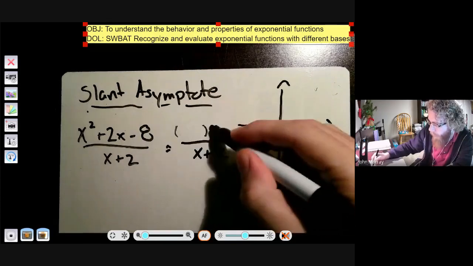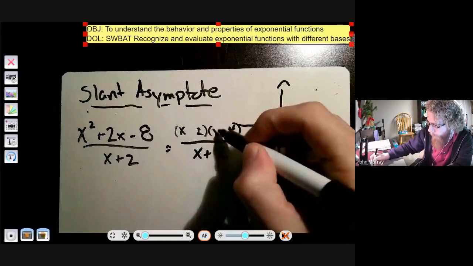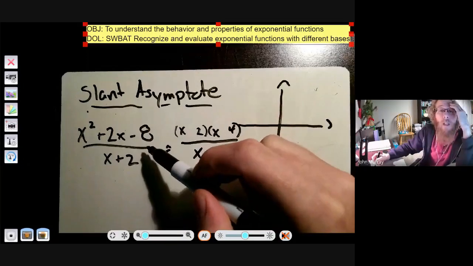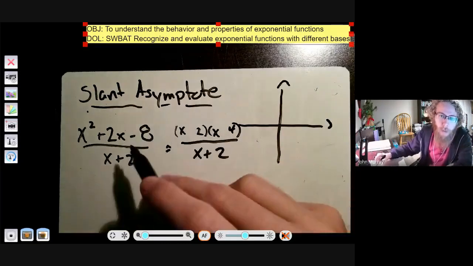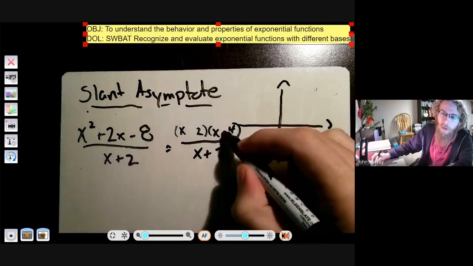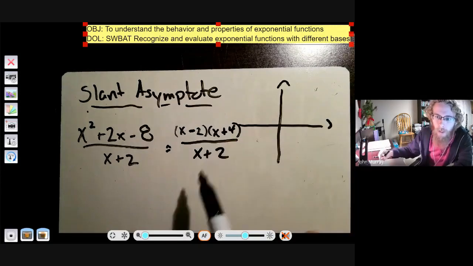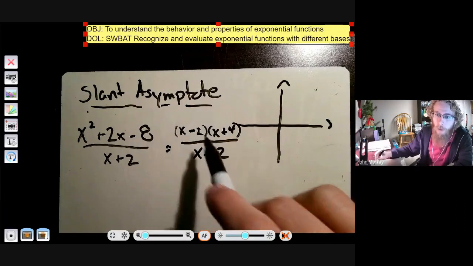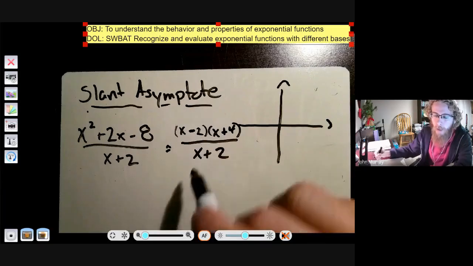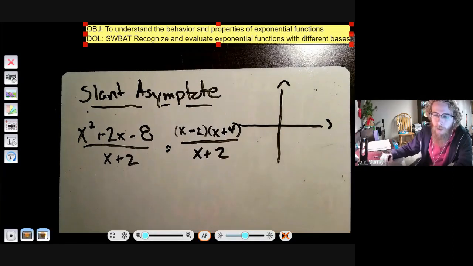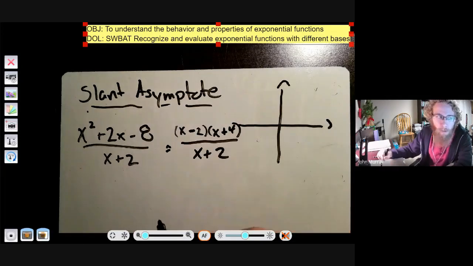Factors of 8 are 2 and 4. So we have a negative 8, so one of our factors has to be positive and one of them has to be negative. It's a positive 2, so that means the larger number is going to be positive and the smaller number is going to be negative. So although it looks like we might have common factors, they are different because that is x minus 2 and x plus 2. So no removable discontinuities, no holes in our graph.